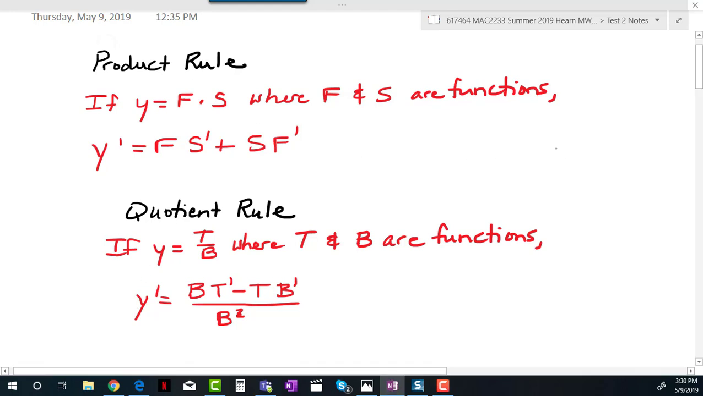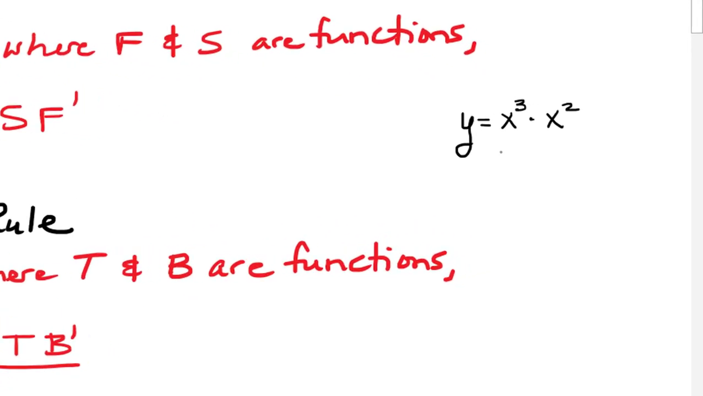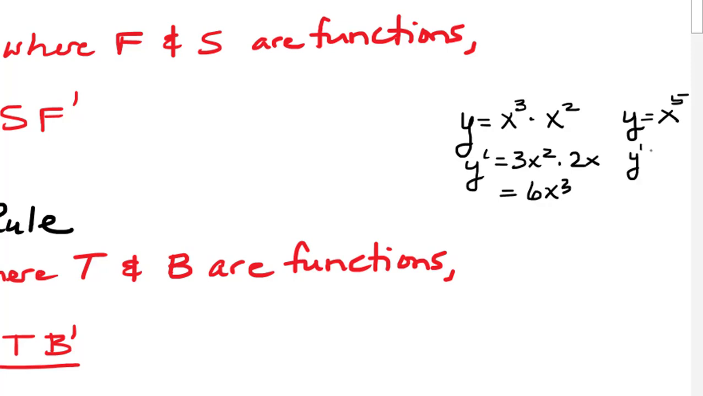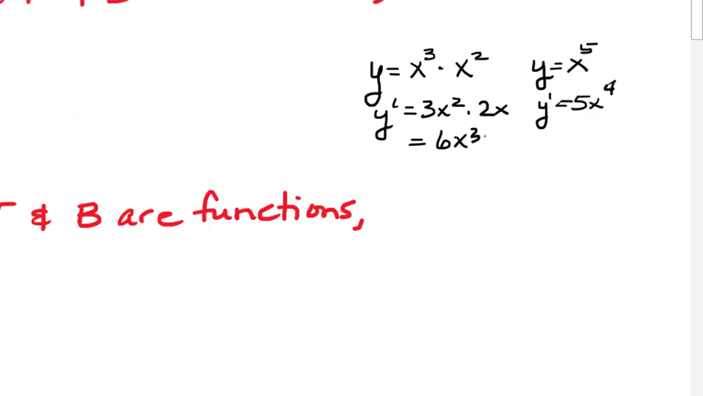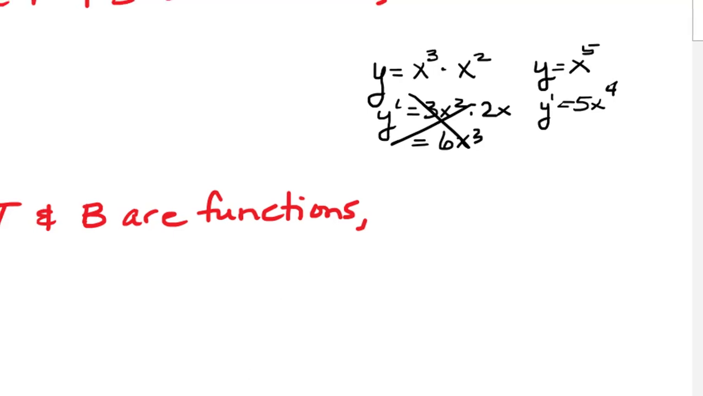What I mean by that is if we had the function y equals, say, x cubed times x squared, you might think that you could say that y prime is 3x squared times 2x, which is equal to 6x cubed. But that's not actually true, because x cubed times x squared is x to the fifth, and the derivative of x to the fifth is actually 5x to the fourth. So that would be completely different, and we would have been absolutely incorrect to take the derivative of each part of the product.